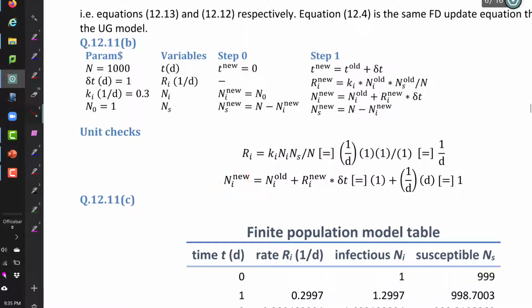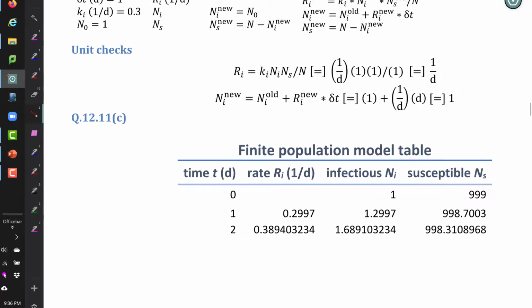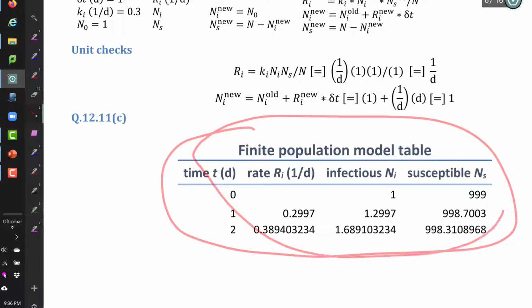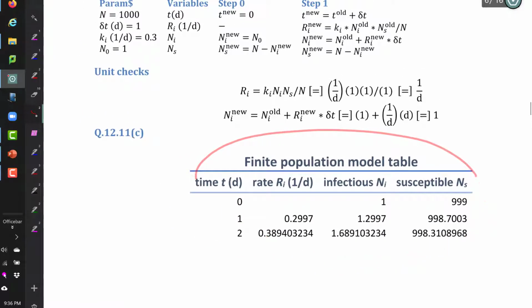Same thing here for the new number infectious is the old number infectious times the rate times delta t, and this thing has units of 1, right? It's the same as a number. This thing has units of 1 over days, and this thing has units of days. So these two things multiplied together end up giving us something that doesn't have units, right? It's dimensionless. And then here's the output table. You should check that you actually get this when you do it by hand. So that's part of the procedure of doing the problem.